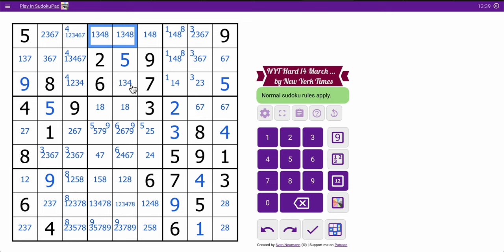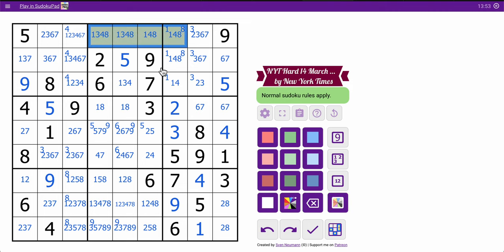Well, 2, 6, and 7 are in none of these cells, right? So 2, 6, 7 must be here, here, and here. I think that's a hidden triple. I'm going to make an argument that these 4 cells there are a 1, 3, 4, 8 quad. And these must be 2, 6, and 7. These dark blue ones there. Because 2, 6, 7 do not appear in any of those cells. Now the important thing is that can't be 3.